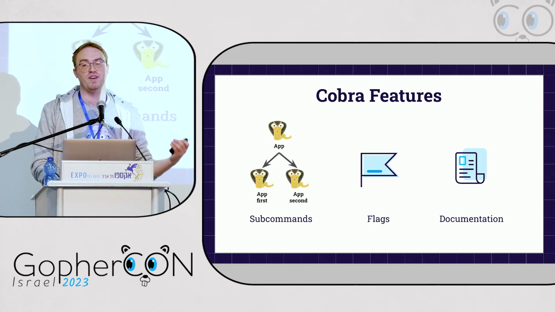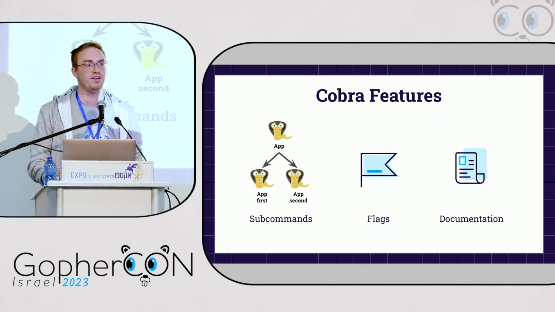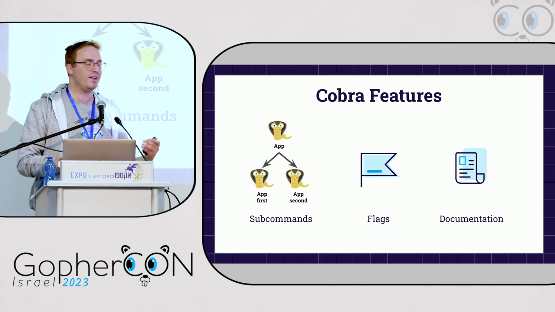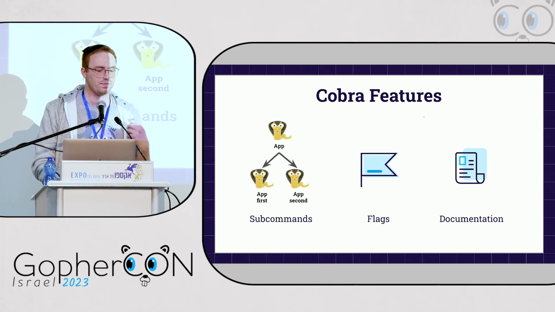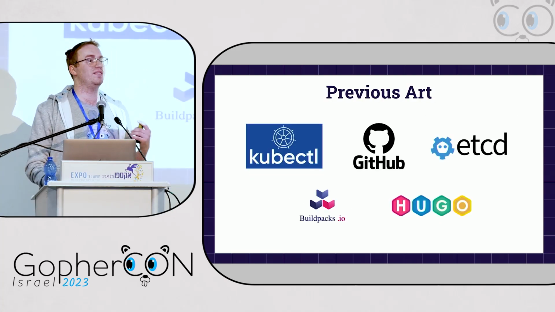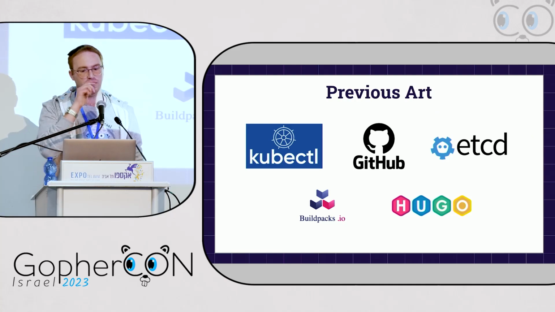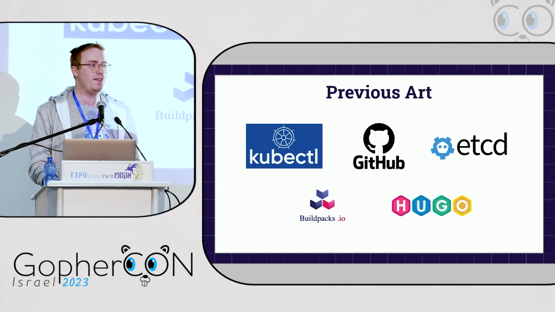Some of the features that it provides are sub-commands, so you can have multiple commands within your app. It also provides for easy parsing of flags and automatically creating documentation, help commands, version commands, and things like that. There are a whole bunch of big CLIs that use that, but some of the most commonly known ones are kubectl and the GitHub CLI.